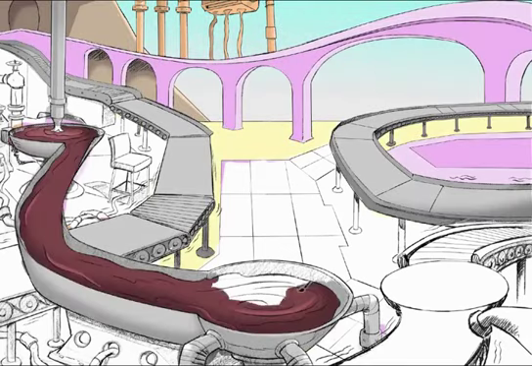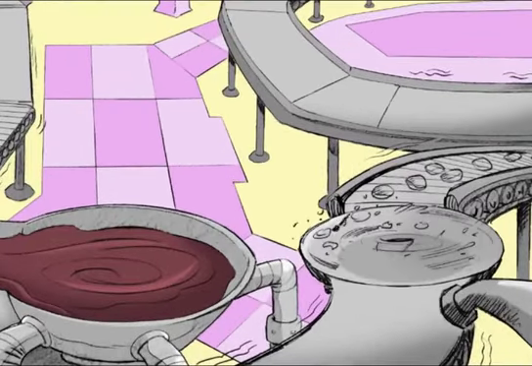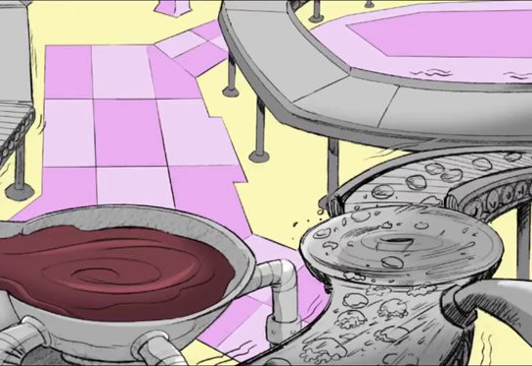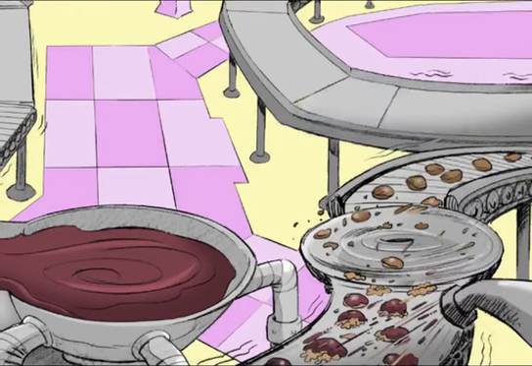C. diff, like all other Clostridia, are spore formers. We're going to bring back our walnut symbol here for you to remember this. We're going to draw walnuts on this conveyor belt about to get layered with a coat of chocolate. Again, walnuts for spore forming.